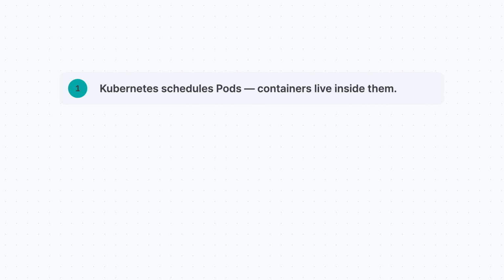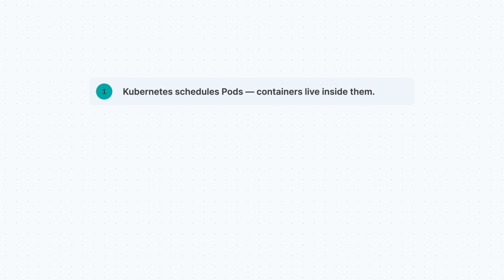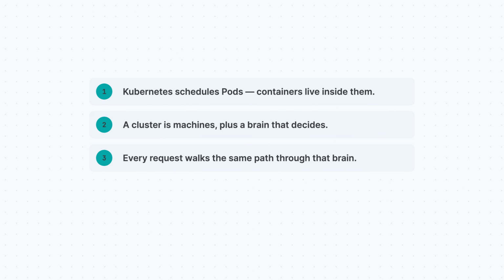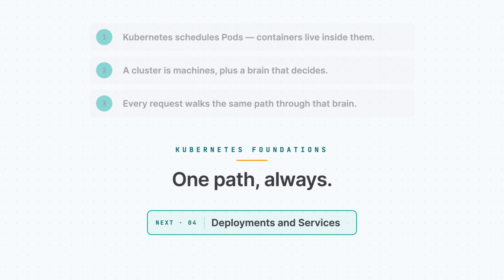3 things to keep. Kubernetes schedules pods and containers live inside them. A cluster is machines plus a brain that decides, and every request, success or failure walks the same path through that brain. Next time we put it to work, deployments that keep the count and services that give your pods one stable address. See you there.